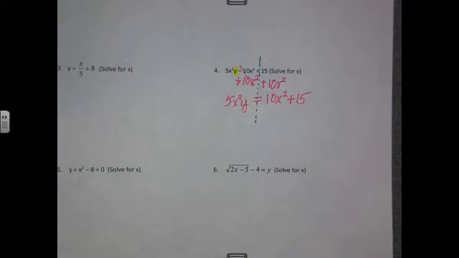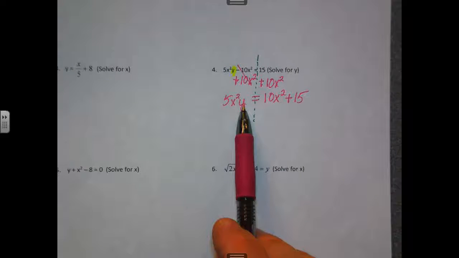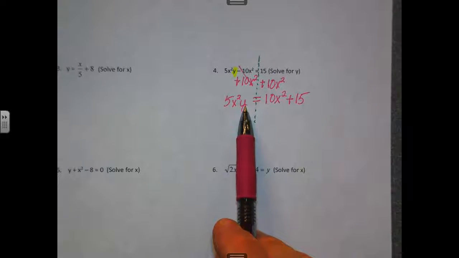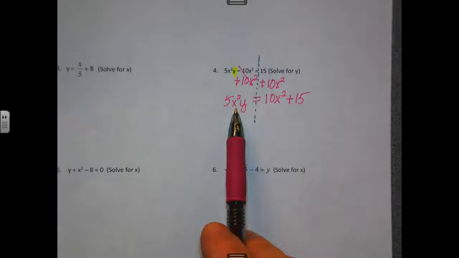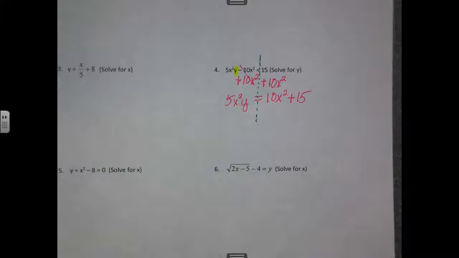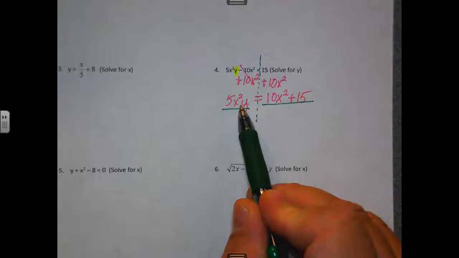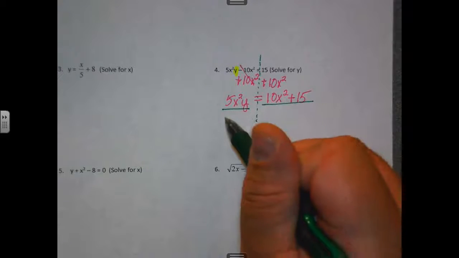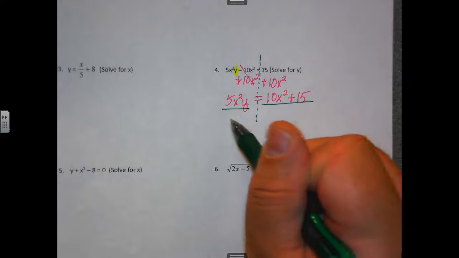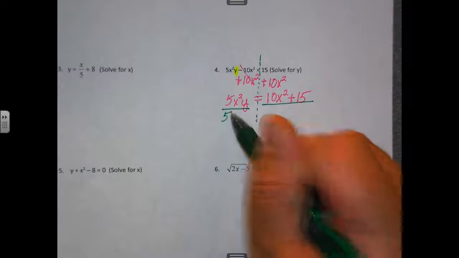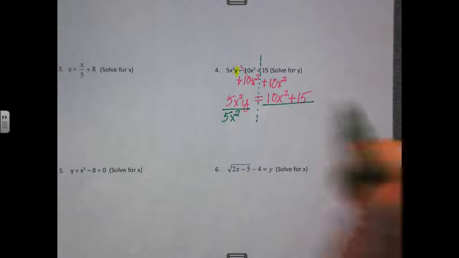All right, here's my y. What mathematical operations am I doing to this y? Well, multiplication. I have to undo the multiplication by division. So I'm going to divide. And I'm pretty lucky here because it's only the one term. I'm going to divide by everything I don't want with that y. I don't want the 5. I don't want the x squared.